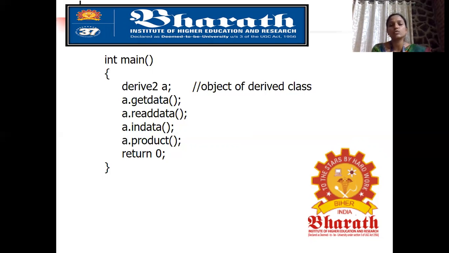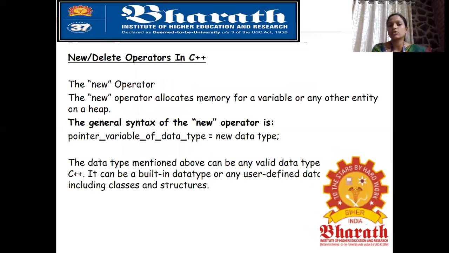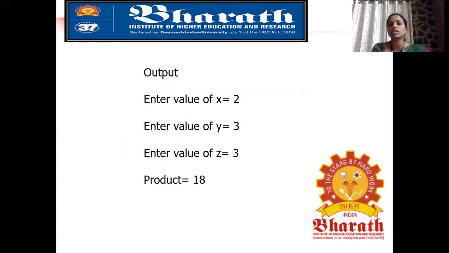Derived two is our last class, and we have created the object A for derived two. A dot get data is what we used in the base class, A dot read data is what we used in derived one, A dot in data is what we used in derived two, and A dot product is also used in the last one, derived two. Finally, we will get the output: the value of x is equal to 0, the value of y is equal to 3, the value of z is equal to 3, and product is equal to 8.